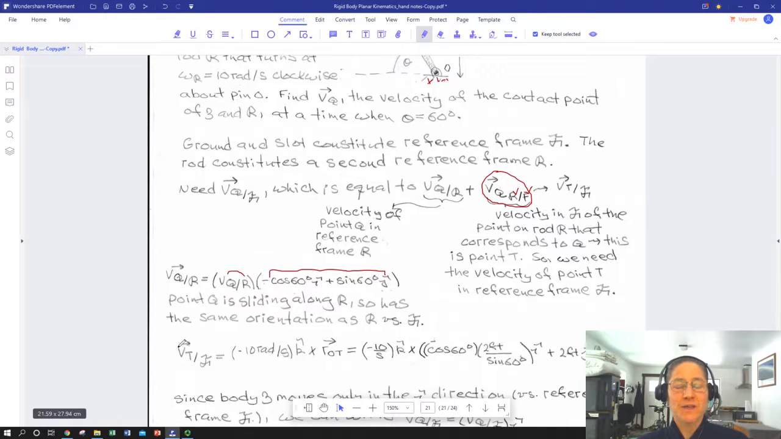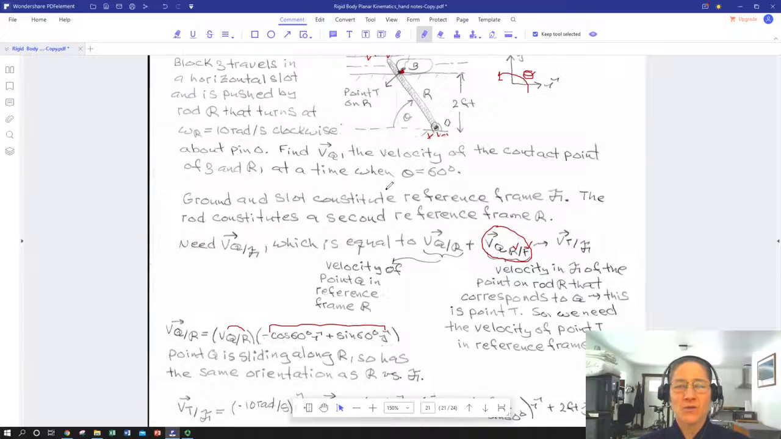Okay, so we can look at the velocity of point T, which is the contacting mirror image of point Q on the rod, and say, okay, how is point T moving with respect to the fixed reference frame? Okay, this is our tag point on reference frame R. So what we're really looking at is, how does reference frame R move with respect to the fixed reference frame as seen by the motion of point T, which is sitting in R?